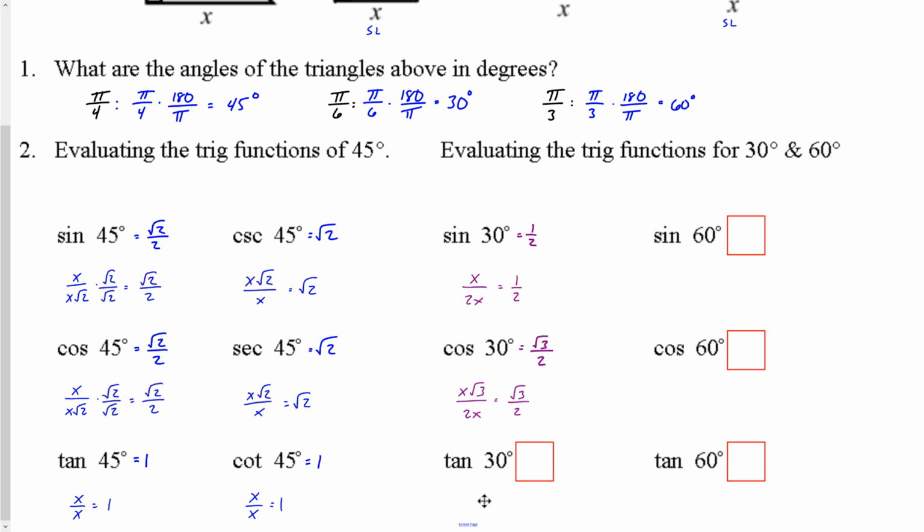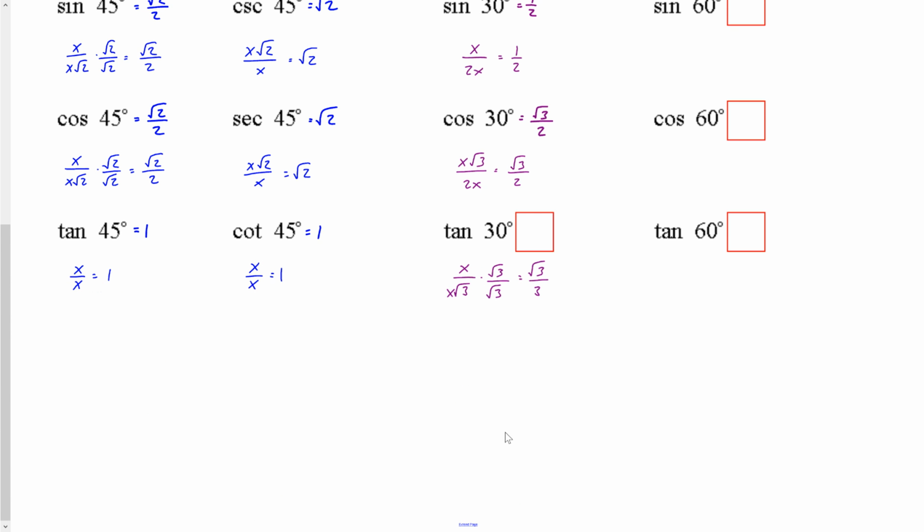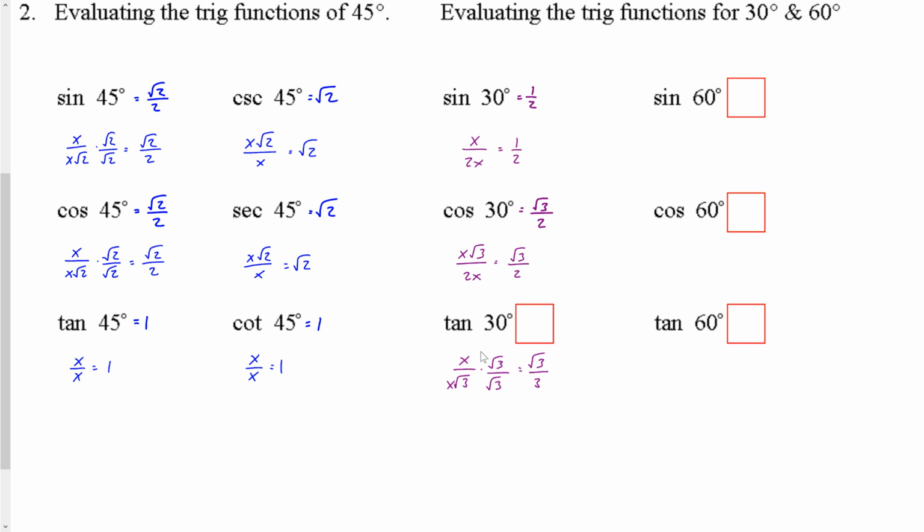The tangent of 30, the short leg is your opposite, the long leg is your adjacent. So you have x over x square root of 3. Have to rationalize that and reduce the x's. You would find that you'd have square root of 3 over 3.